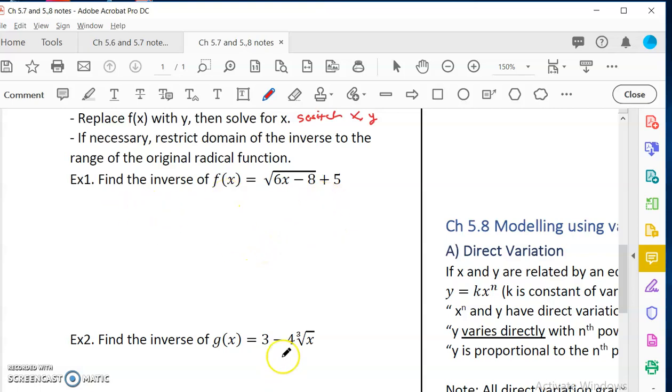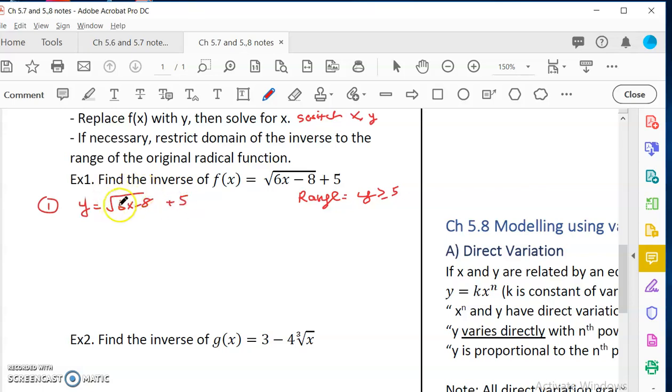I have a radical function: f of x equals the square root of 6x minus 8, plus 5. So this is a one-to-one function. The minimum of the square root is 0. So you can say that the range of this function must be y greater than or equal to 5, right? The lowest you can get is this. It's an even root. So let's do the steps to find the inverse. y equals the square root of 6x minus 8, plus 5.